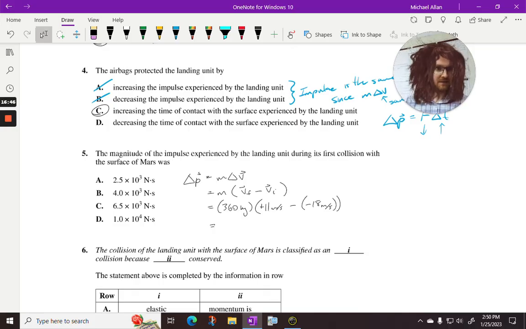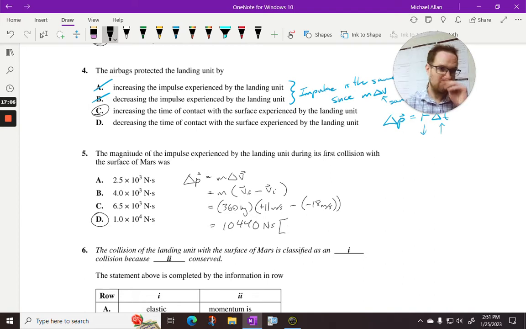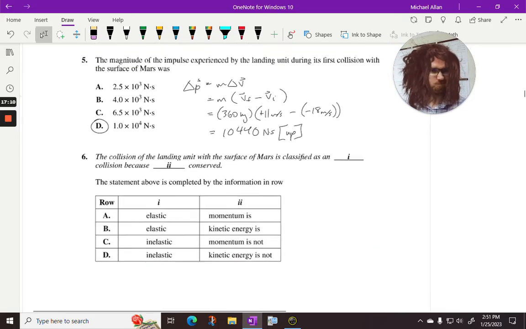Let me just type in my calculator. And we get 10,440 newton seconds, right? Because this is impulse. That's going to be D. Now, because it ended up being positive, and I said up was positive, this is upwards. I don't know if it's important here.